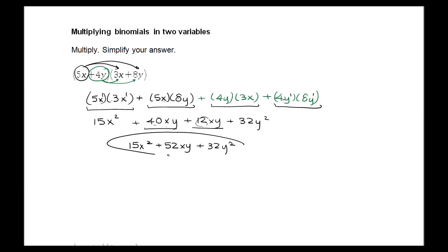And I'm done. And that's as simplified as it gets because if you take a look, each of these variable parts is different. I have an xy and then I have a y squared, so they're not the same variable parts. So this is simplified.